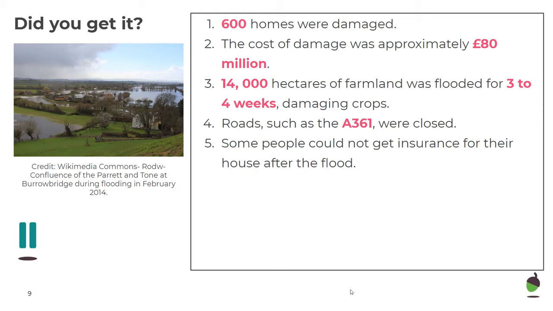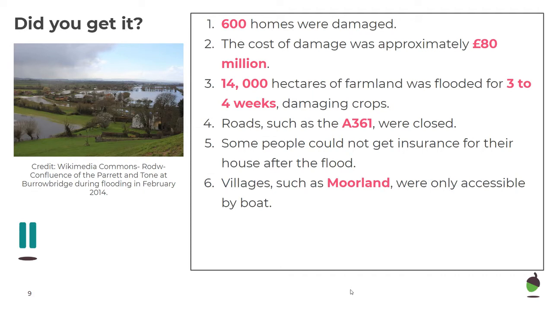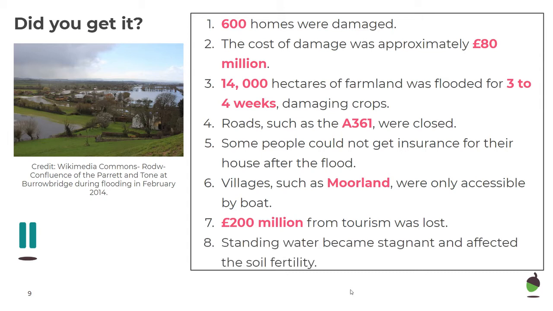5, some people could not get insurance for their house after the flood. 6, villages such as Moorland were only accessible by boat. 7, £200 million from tourism was lost. And finally, standing water became stagnant and affected the soil fertility. So if you need to pause the video at this point just to update your notes to make sure you've got those specific facts in, that is absolutely fine, but make sure that you do tick any that you've got correct.